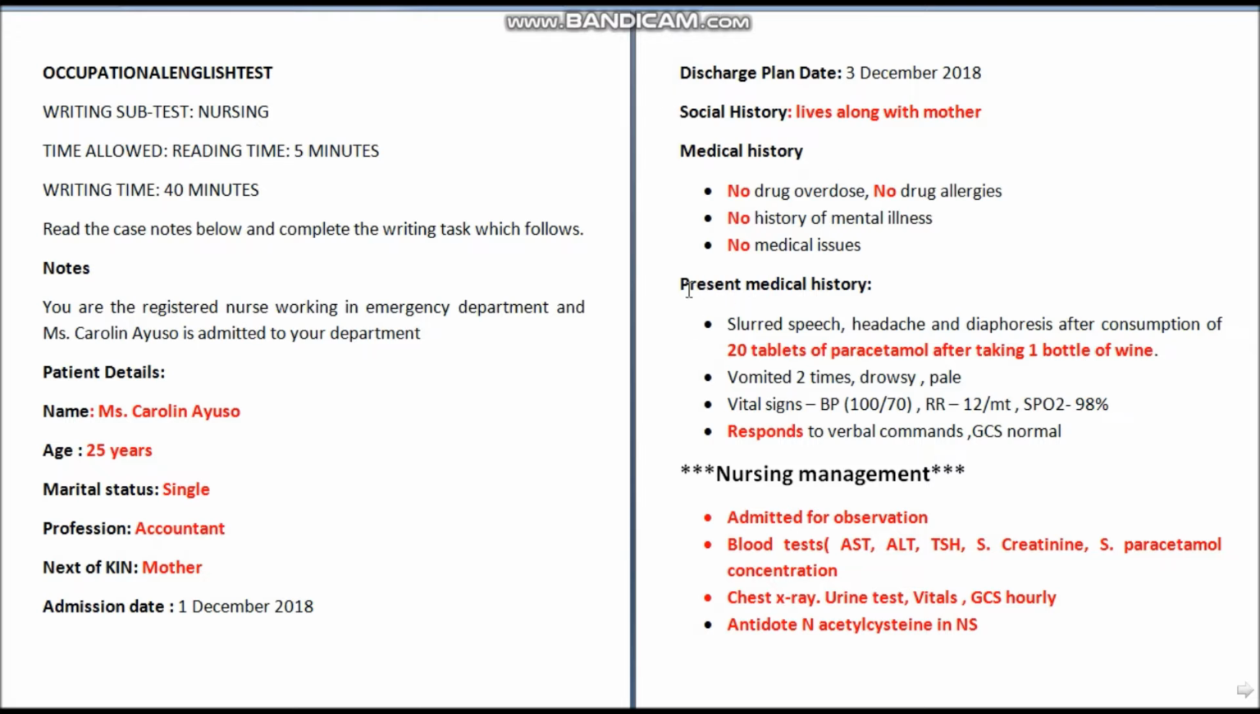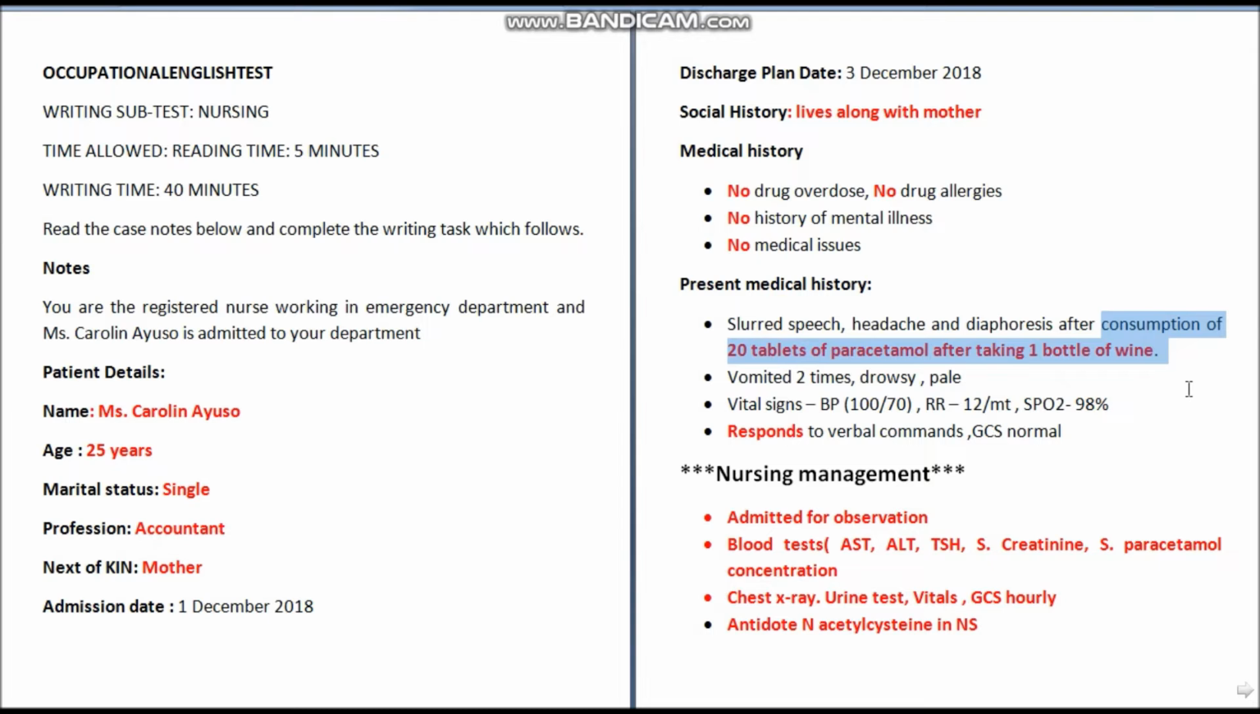What was the problem with the patient when the patient presented on the 1st of December? The patient presented with slurred speech, headache and diaphoresis after consumption of 20 tablets of paracetamol after taking one bottle of wine. So this was the problem, and you must know that once a patient presents with any overdose of paracetamol, first the medical team will manage the patient.